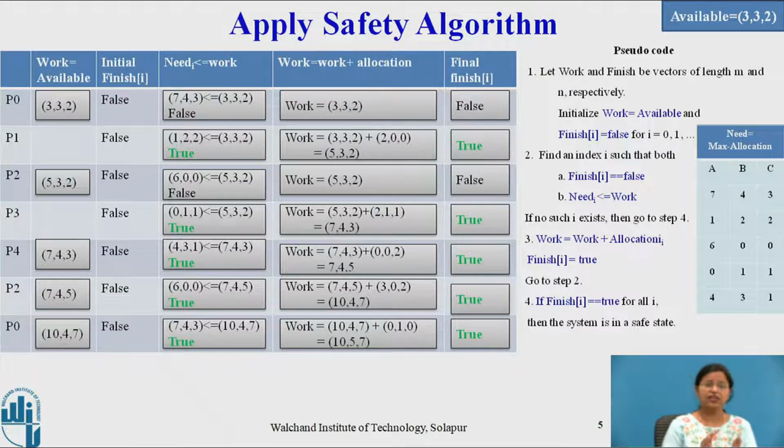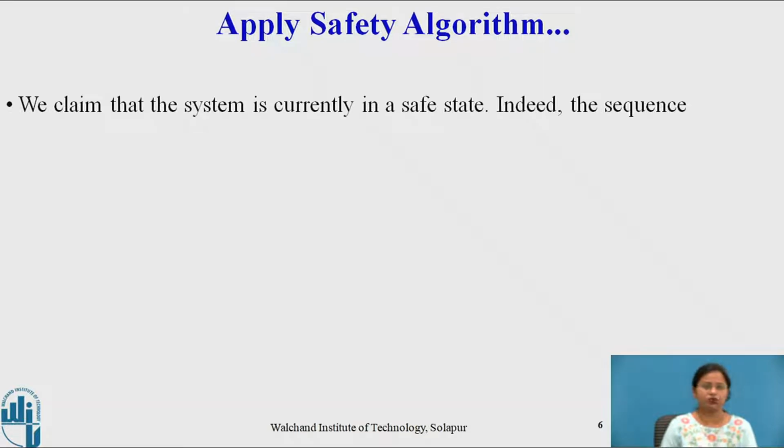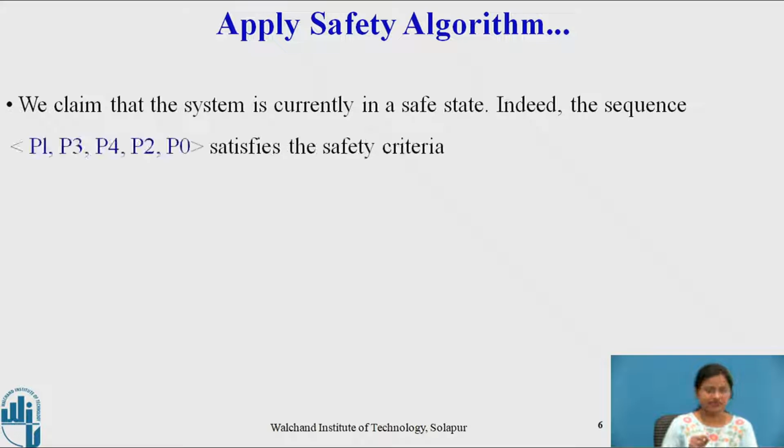Now as we can see, for all processes finish of I is marked as true. So we can say that after applying this safety algorithm, system is in safe state with safe sequence P1, P3, P4, P2, P0. So by applying this safety algorithm, we claim that the system is currently in safe state with the safe sequence P1, P3, P4, P2, P0 and it satisfies the safety criteria.